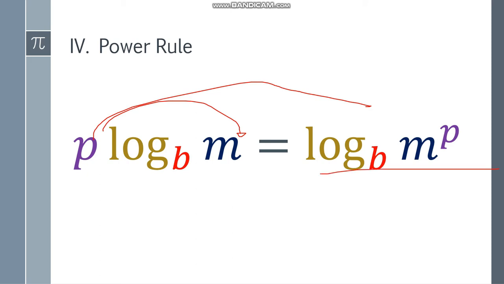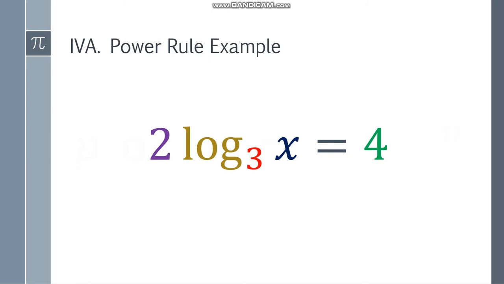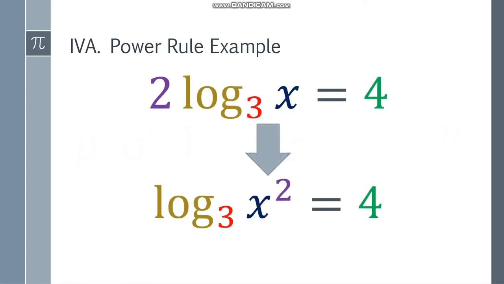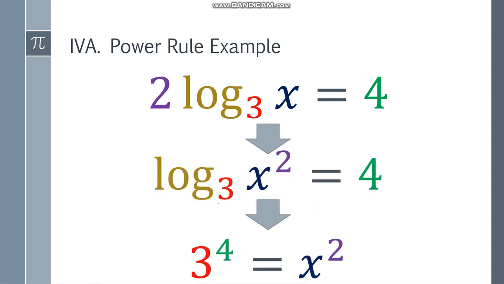So let's have a sample equation. For example, we have 2 log base 3 of x is equal to 4. Now, transform that. 2 will now become an exponent of this argument. So 2 log base 3 of x will become log base 3 of x squared. Now, exponential form, that will be 3 to the 4th power is equal to x squared. Now, 3 to the 4th power will be 81, which is equal to x squared.